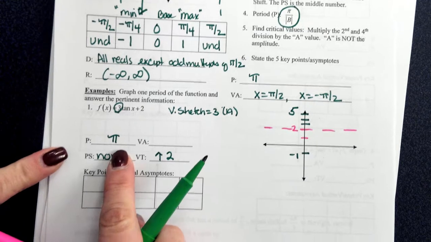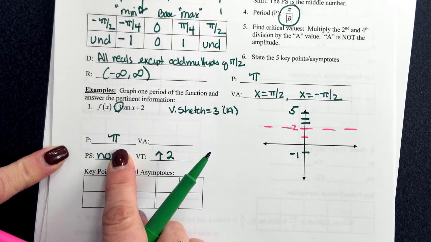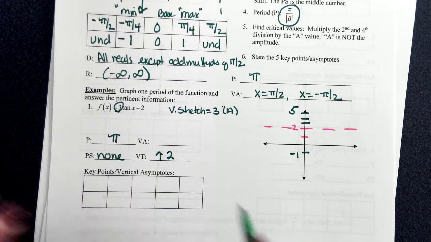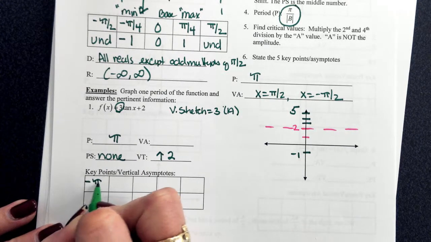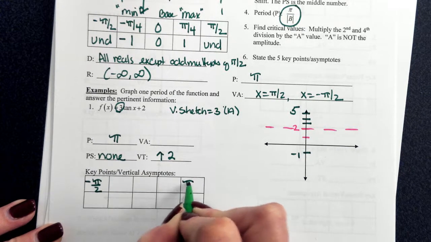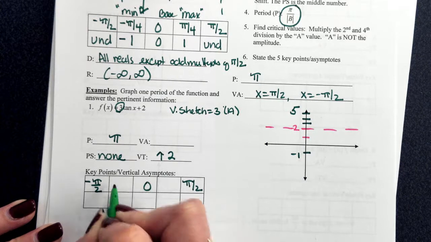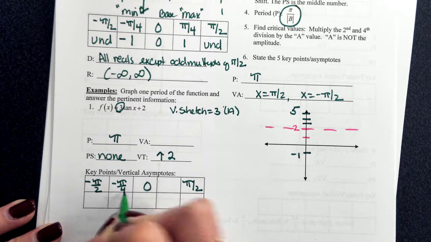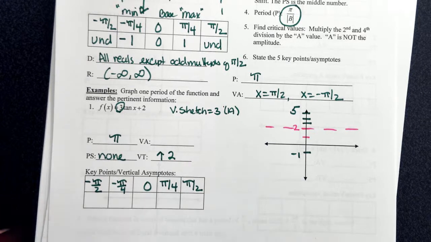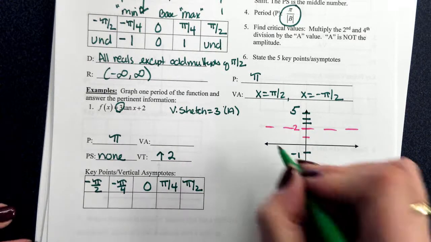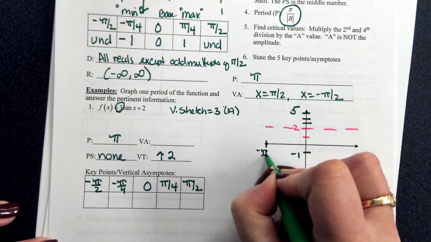Now, because the period is pi, there is no phase shift. It's just like the parent function. We're going to start at negative pi over 2, and we're going to end at pi over 2. So I can label my x-axis.